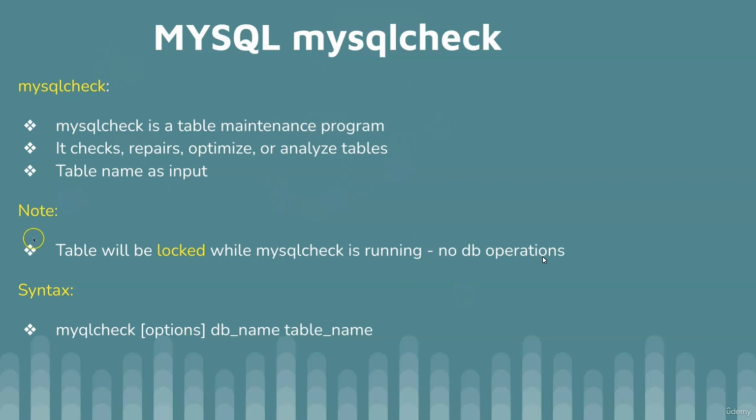One very important point to note here is that the table being checked by the mysqlcheck utility will be locked while mysqlcheck is running an operation on it. What this lock means is that you cannot perform any other database operations on this table. So please, as a DBA, first check the number of rows and the size of the table before you run this mysqlcheck command on it, and do it in a maintenance window.